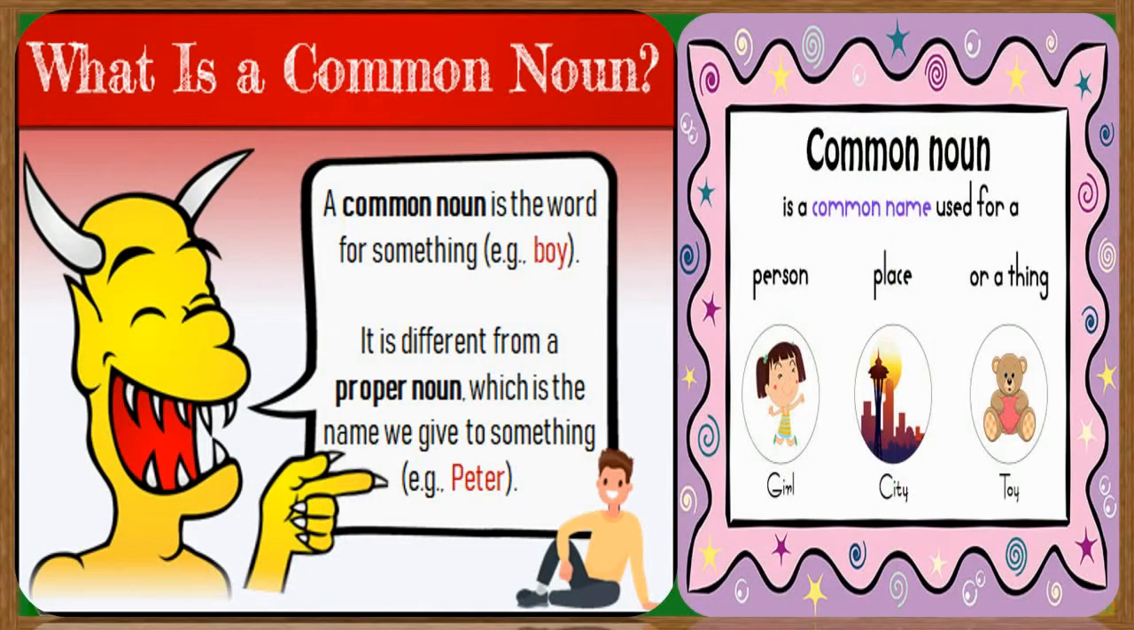What is a common noun? A common noun is the word for something, for example, boy. It is different from a proper noun, which is the name we give to something, for example, Peter. A common noun is used for a person, place or a thing. For example, girl. Every time we are not saying the name, so in place of the name, we say girl. City. Every time we are not taking the name of a city, so in place of the name, we are saying city. So like this, it is for others.